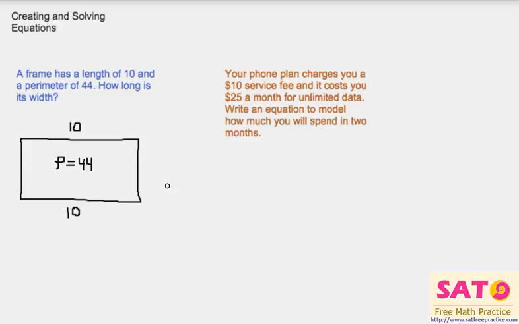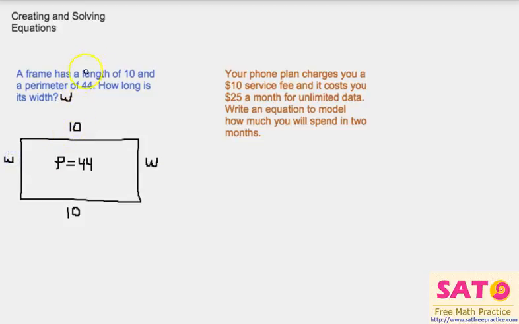What are we trying to find? Let's identify that. We're trying to find the width. And for a standard rectangle, the perimeter is 2 times the width plus 2 times the length. But let's create a variable. When we create an equation to solve, we need to identify a variable we're trying to solve for. Let's call this variable W for width. So W would be right here, and the opposite side would be W as well.